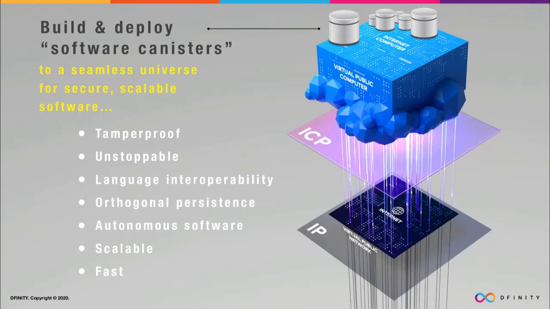It provides for a thing called orthogonal persistence. There are no files on the internet computer. So how does it persist data? The answer is it persists memory pages. And we think this is an important advance for a number of reasons. One of them is that you just write code and you don't think about persistence. The data lives within your code. Okay? It's a fundamentally different way of persisting data. It supports autonomous software. And most importantly, it's fast and scalable.